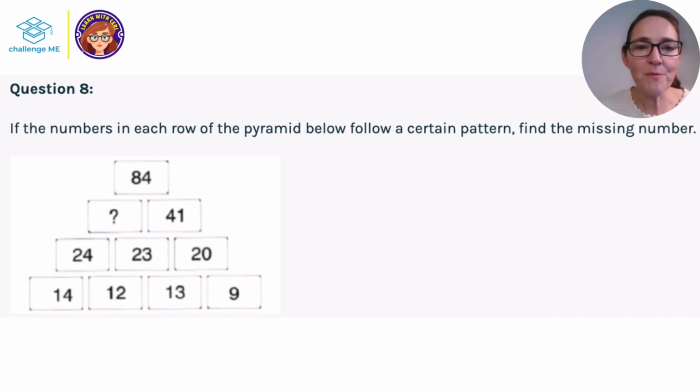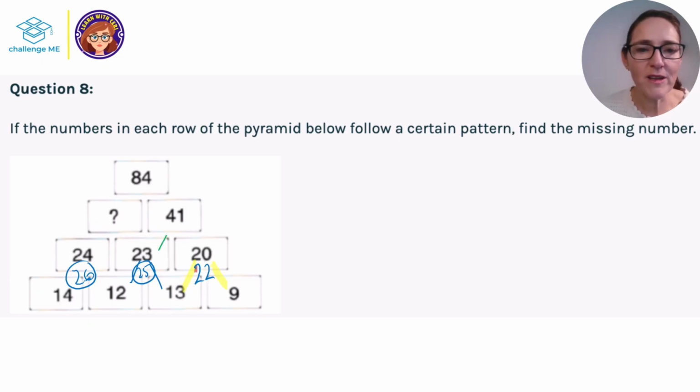Question 8. If the numbers in each row of the pyramid below follow a certain pattern, find the missing number. Now, it looks like it should be one of these where you add the numbers and you get the number above, but it's not quite working, is it? Because 13 add 9 is actually 22. So let's just jot that down, that's 22. And if we add these two, we get 25. And if we add these two, we get 26. Oh, there is something going on there. Look, they're all a little bit smaller. They're all 2 below.